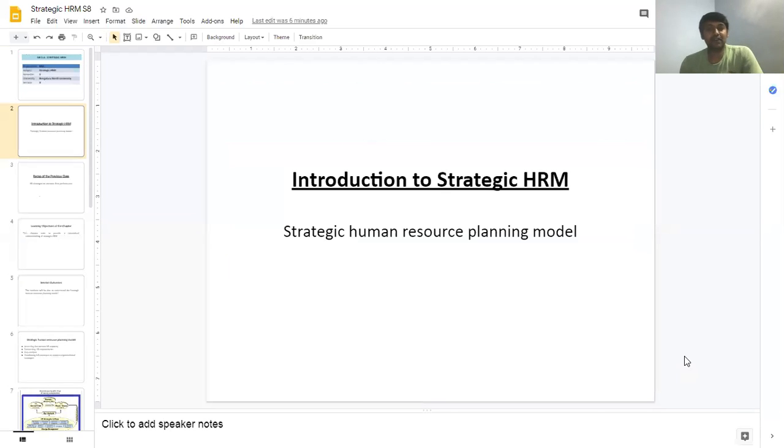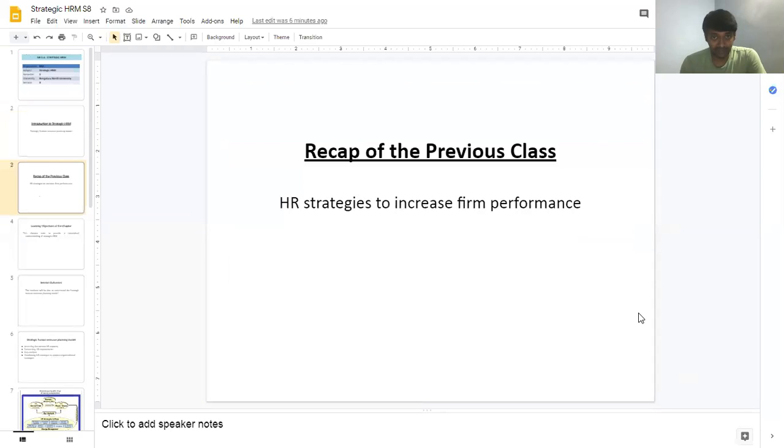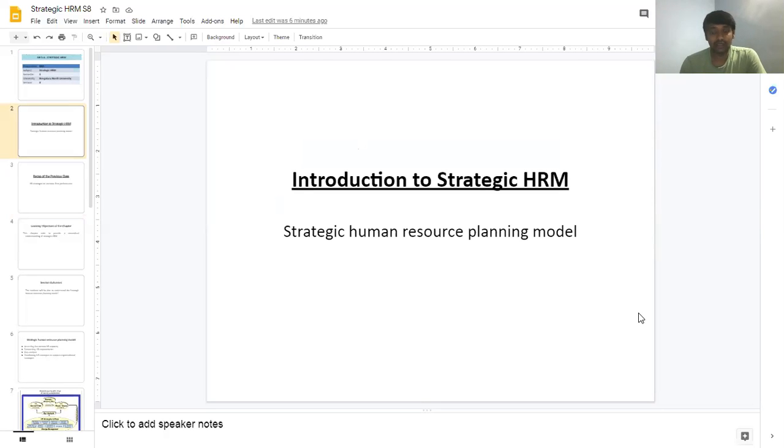The topic which we are going to discuss today is the strategic human resource planning model. In the previous session, we discussed HR strategies to increase the performance of a firm. So today we shall discuss the strategic human resource planning model, how the total model of human resource planning looks like.